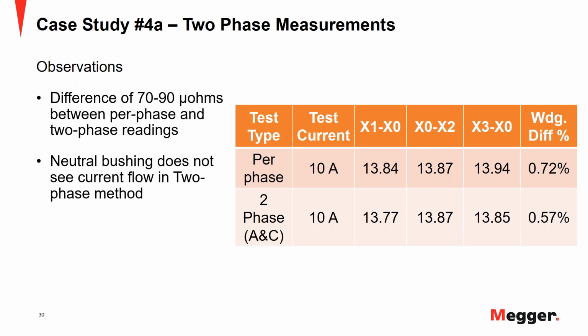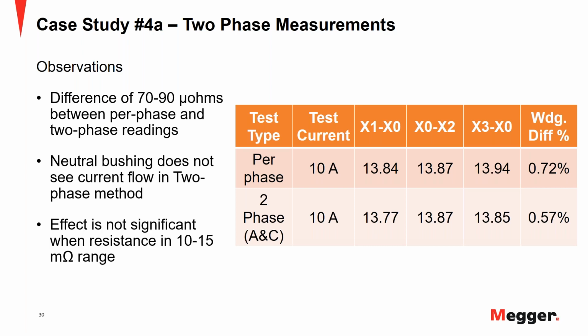So when you look at the measurement that we discussed in the beginning of this case study, we saw that current flows from your H1 winding through your H3 terminal. So it flows through your A phase and the C phase. So current never flows through the HO bushing. And because of that, the voltage drop and the resistance path is not accounted for. However, we saw that in spite of having that difference, the effect was not very significant when the resistance range for the winding was between 10 to 15 milliohms. So we saw, as you can see on the right of your screen, that the winding difference percentages were not significant as we used two different measurement techniques.